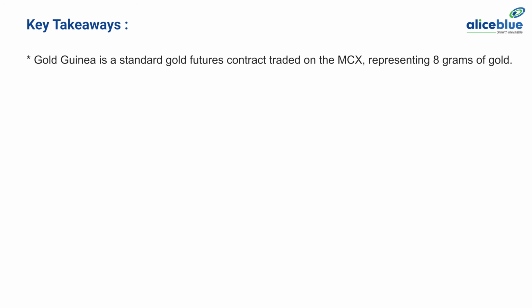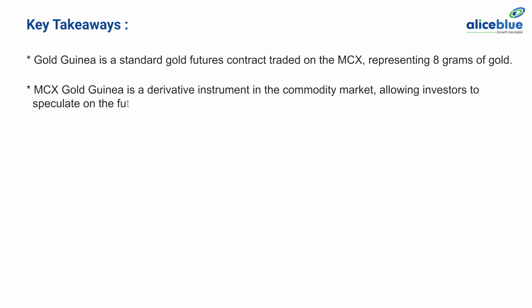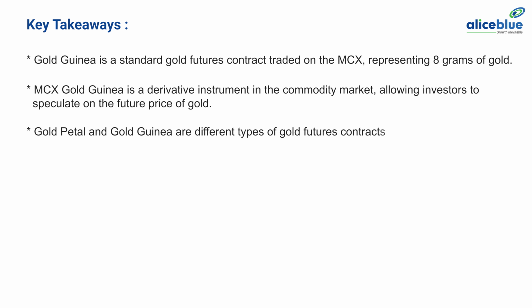Remember that like any investment, it's important to research and understand the product, market conditions and risk factors involved in Gold Guinea trading. The key takeaways from this episode are: Gold Guinea is a standard gold futures contract traded on the MCX representing 8 grams of gold. MCX Gold Guinea is a derivative instrument in the commodity market, allowing investors to speculate on the future price of gold. Gold Petal and Gold Guinea are different types of gold futures contracts on the MCX.